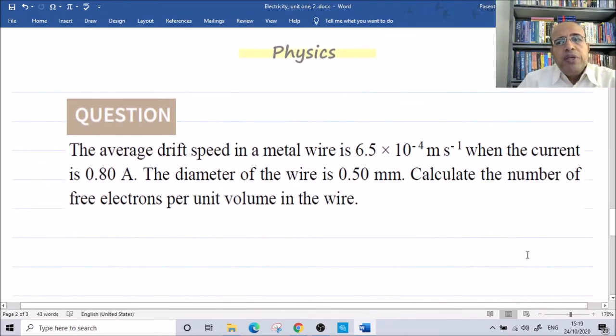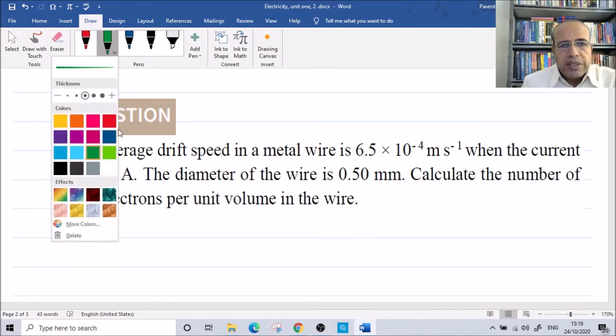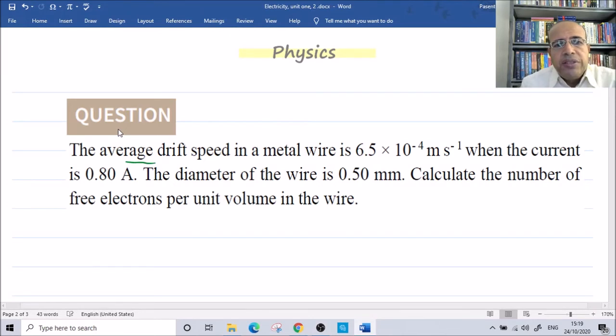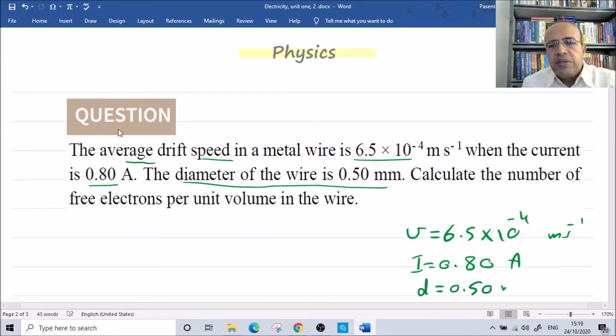Now, we read the question and we write the given. The average drift speed or velocity is given, v equals 6.5 times 10 to the power negative 4 meter per second. When the current, this is I, is 0.80 ampere. The diameter of the wire, take care, this is the diameter, it is 0.50 millimeter.